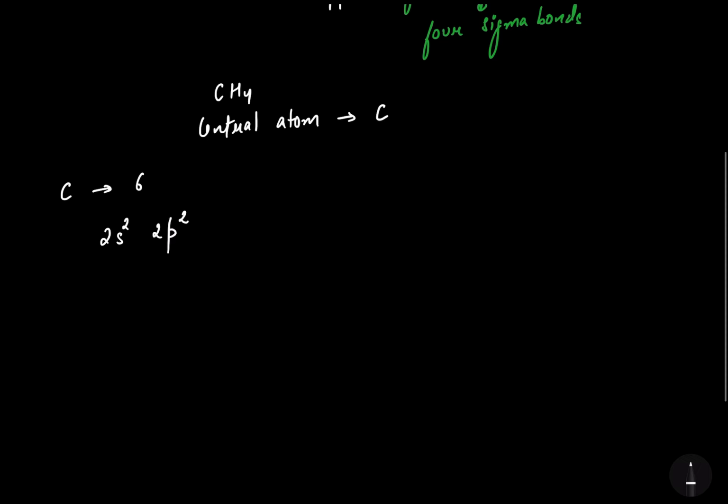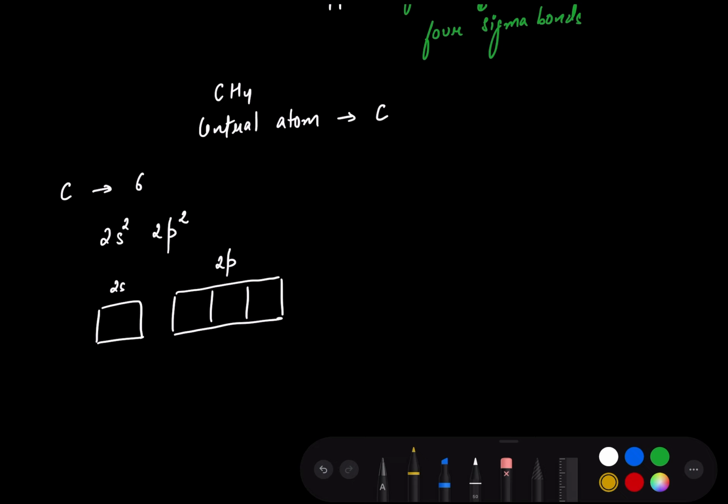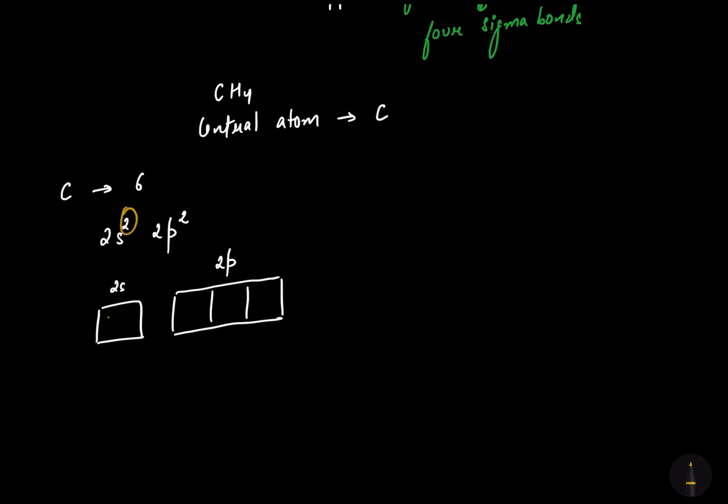So let's make the orbital diagram of the carbon in the form of boxes. That's 2s. In 2p we are having 3 degenerate orbitals, that is orbitals with equal energies. Now the 2s is having 2 electrons, so that's the first electron with a spin of plus 1 by 2, and that's the second electron with a spin of minus 1 by 2. Now 2p is also having 2 electrons, so we have to follow the Hund's rule, first electron and the second electron.